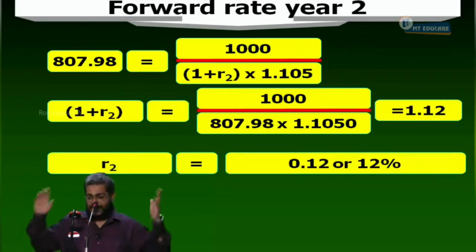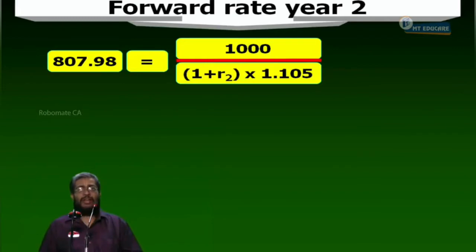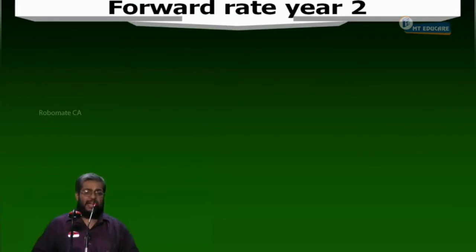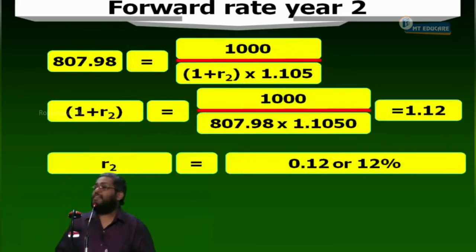Respond yes or no. That means the second year yield is how much percent? 12%. All of you do it once again, tell me along with the calculation how to do it. I want to calculate the second year forward rate. What is the value of a bond? That is 807.98. What is the value of the bond? Present value of the future cash flows. What are the future cash flows? 1000 at the end of the second year. 1000 first discounted at R2 and brought to the first year. Discounted at 10.5, brought to year 0. I get the return as how much percent? 12%. Everybody following or not?